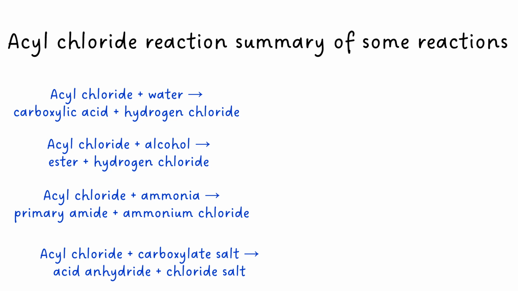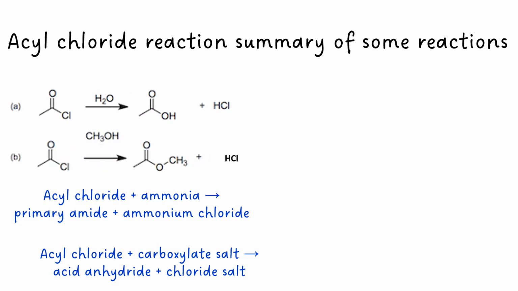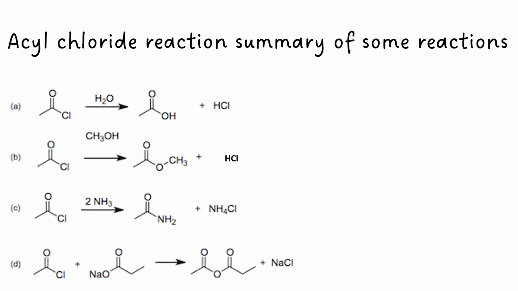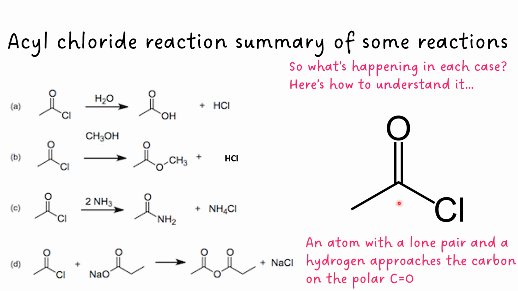So here's some of the reactions that acyl chlorides undergo. I'm hoping what you're seeing as I reveal them is that the acyl chloride functional group is basically this bit at the left. So what we're trying to get at is what's happening each time. Well, you've got a carbon double bonded to an oxygen, and this is going to be highly polar.